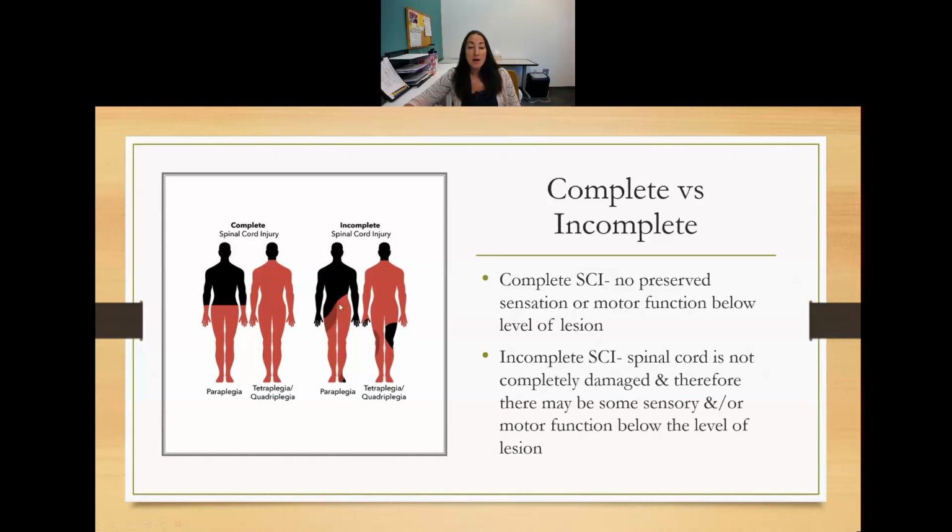Versus an incomplete spinal cord lesion. With an incomplete spinal cord lesion, there is not complete damage. There's some sensory and/or motor function below the level of the lesion. And with the incomplete, oftentimes they have more of an opportunity for gaining strength, gaining function back, versus with a complete, it's going to be 0 out of 5 motor control and 0 sensation. So there's going to be very little room for gains there.